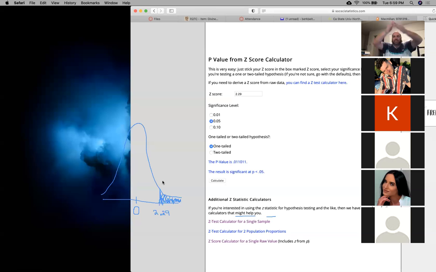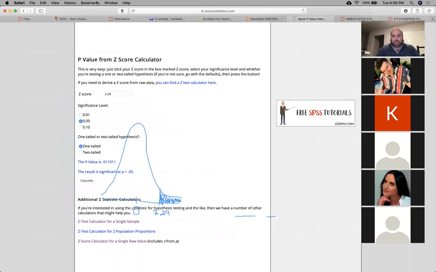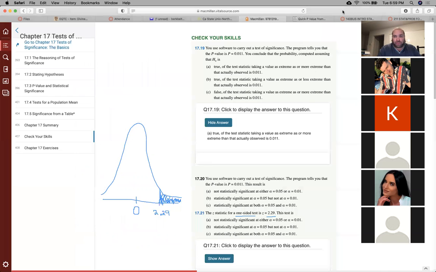Two-tailed means that I'm not only looking at greater than or less than, but I'm looking at not equal to, which means I don't mind if it's greater than or if it's less than. Either one works. But this is a one-sided one. So we go back, because my p-value is 0.011011. I will write that just to have it for posterity's sake. P-value equals 0.011. So go ahead and answer A, B, or C.